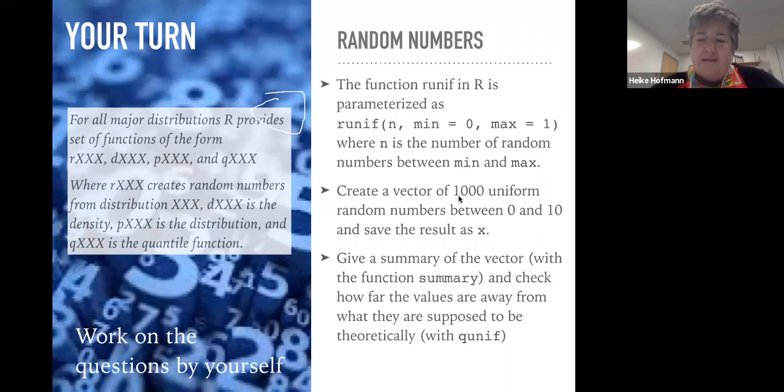So have a look at how that works with 1,000 numbers. And then qunif, have a look at what qunif is supposed to do. So qunif is the quantile function. You can have a look at ?qunif to see what it is supposed to be doing, and it will allow you to double check the values that you get in the first set with theoretical values in qunif. So 3 minutes, off you go.